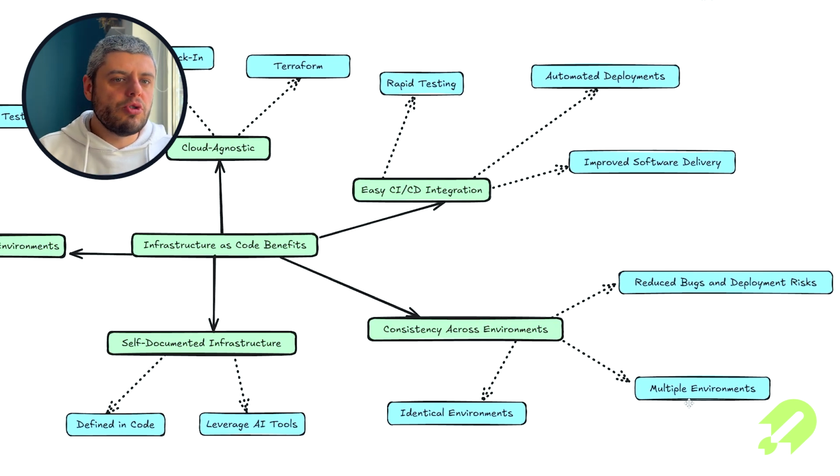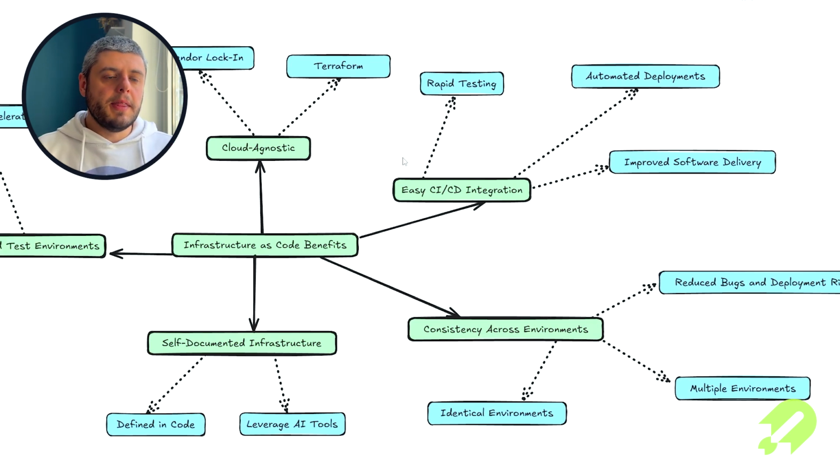You can actually also have multiple test environments that you can utilize based on isolating specific features that you want to push to production. This dramatically reduces your bugs and allows for more rapid testing, as you're testing smaller features in an isolated environment that is a copy of production. The next benefit is easy CI/CD integration.